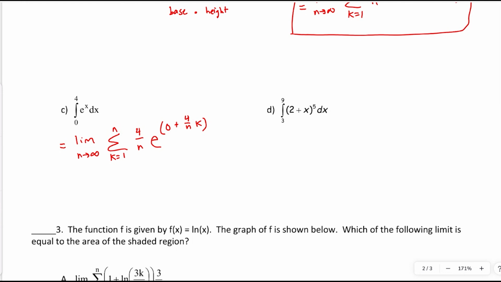All right, D can be a little tricky. It looks pretty straightforward, but there's one little extra component to it.